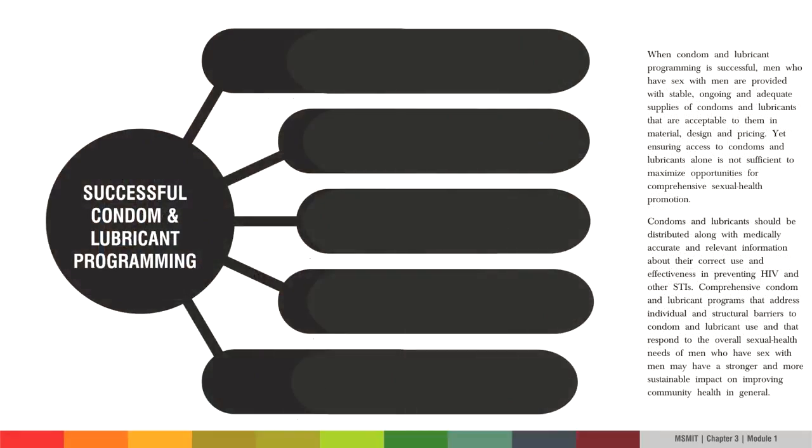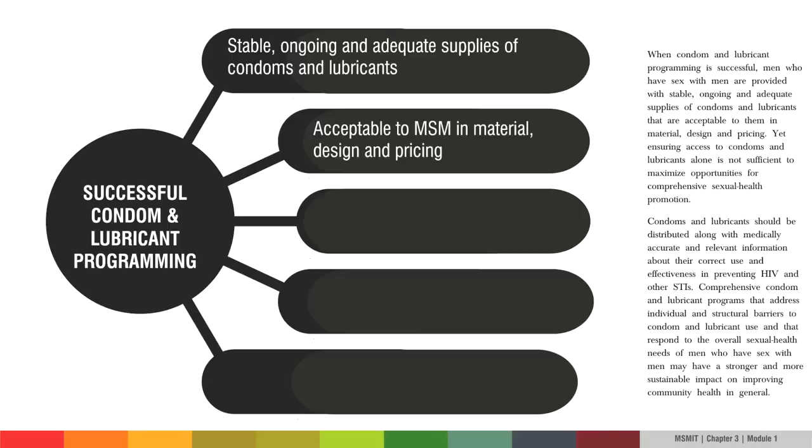When condom and lubricant programming is successful, men who have sex with men are provided with stable, ongoing and adequate supplies of condoms and lubricants that are acceptable to them in material, design and pricing. Yet ensuring access to condoms and lubricants alone is not sufficient to maximize opportunities for comprehensive sexual health promotion. Condoms and lubricants should be distributed along with medically accurate and relevant information about their correct use and effectiveness in preventing HIV and other STIs.